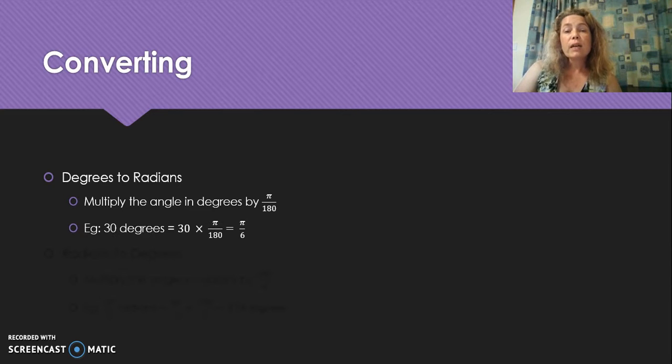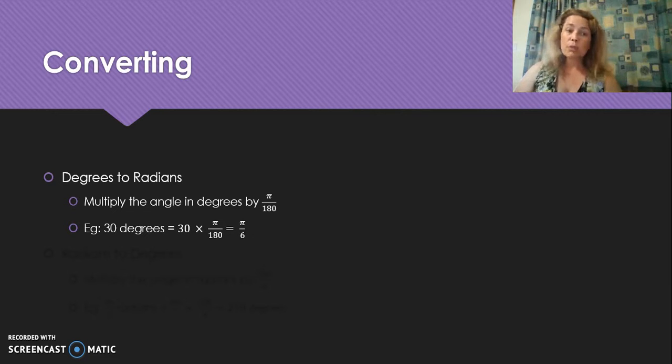So if we have 30 degrees, we multiply 30 by pi on 180. The common factor between 30 and 180 is 30, so that becomes pi on 6. So 30 degrees is equal to pi on 6 radians. Once again, because we've got the pi in our expression, we know that that is referring to radians.